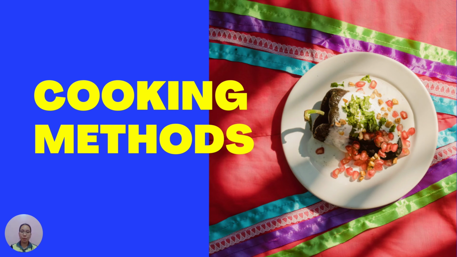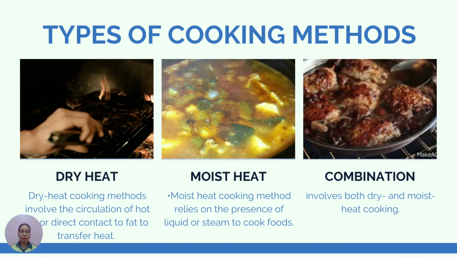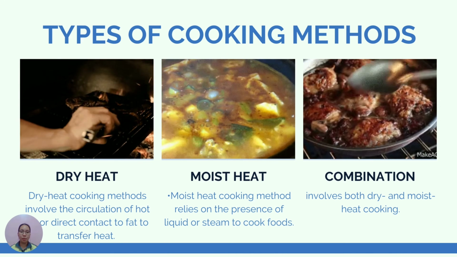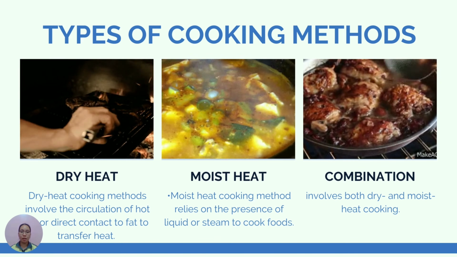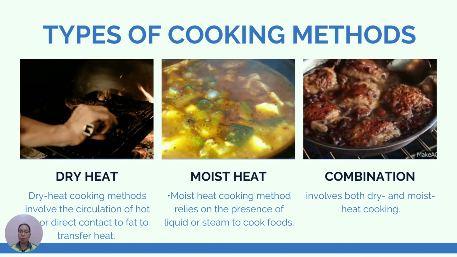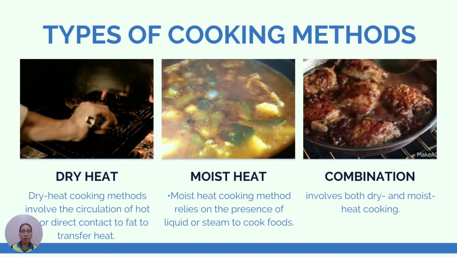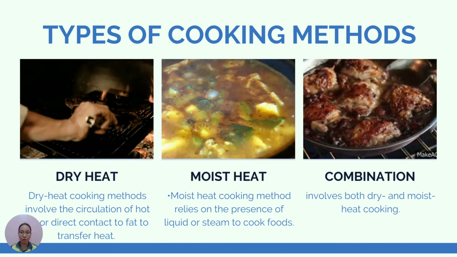Next, we have the cooking methods. We have three types of cooking methods. We have dry heat, moist heat, and the combination. Dry heat cooking methods involve the circulation of hot air or direct contact with fat to transfer heat. So it works without the presence of any liquid. And it also gives food a brown crust on the surface.